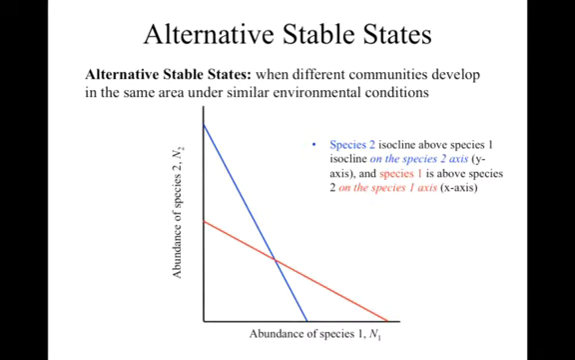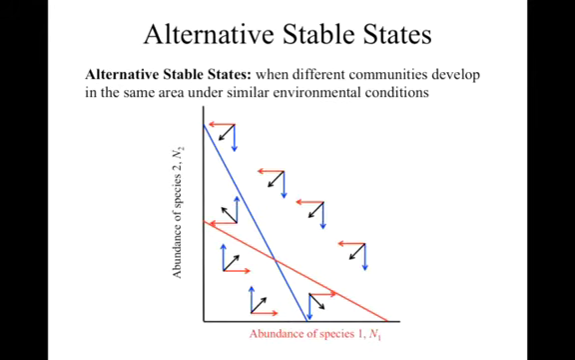Now, we've seen alternative stable states before, right? We've seen that in our Lotka-Volterra competition model. So when different communities develop in the same area under similar environmental conditions, but you end up sometimes with one species, sometimes the other, what we saw was that if I drew my Lotka-Volterra diagram like this, and I started down here with a lot of species 1 and very little species 2, I would go to all species 1. And if I started up here with a whole lot of species 2, but not so much of species 1, I would end up with all species 2.